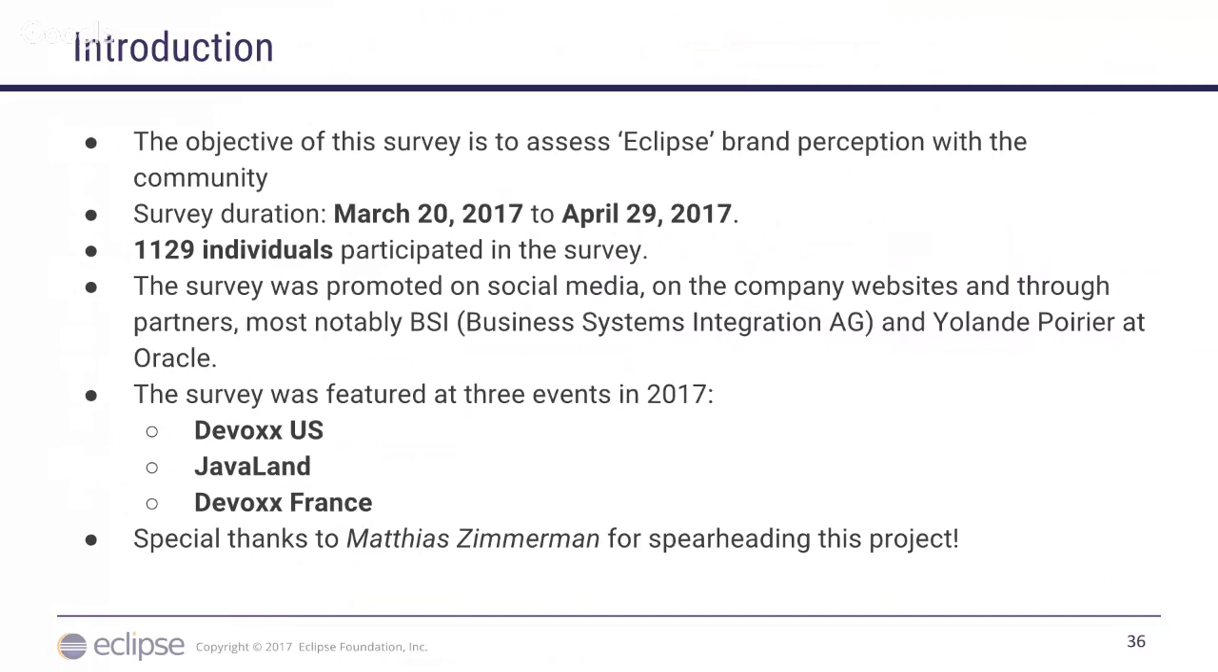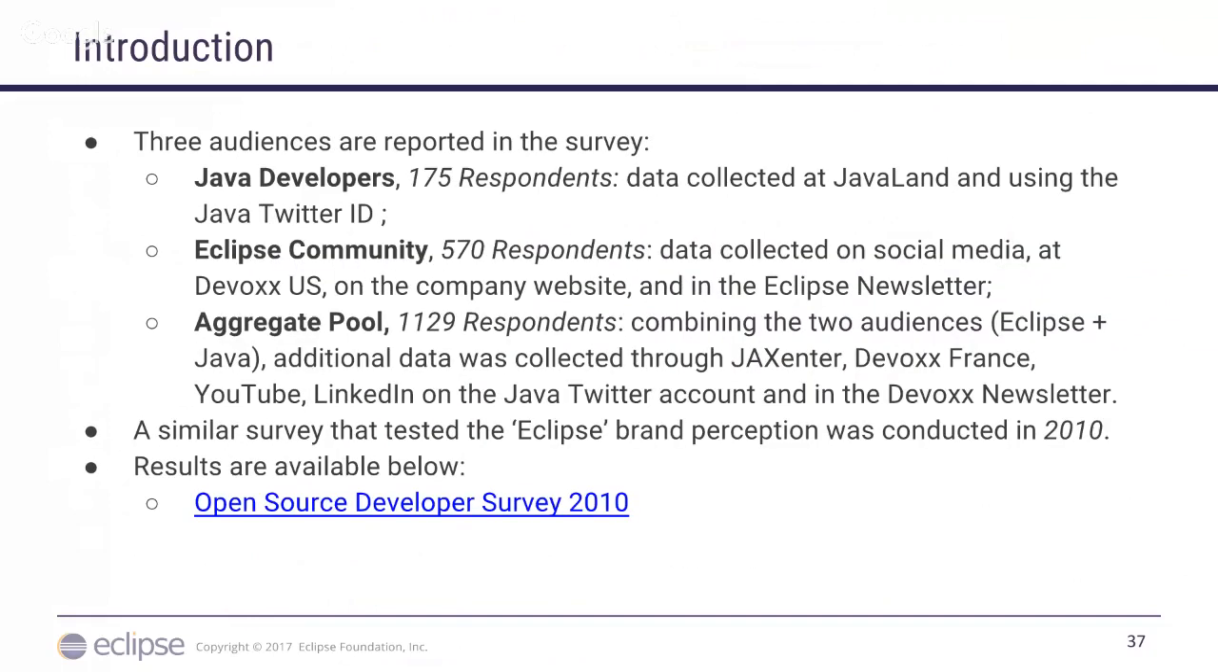And so what we did is use our online channels, social media, the website, but also went out and surveyed at 3 events, so DevOps US, JavaLand, and DevOps France. So we got a really nice mixture of different communities coming into the survey. And so we actually broke down those. So the JavaLand was BSI doing it from their booth. So it had very little to do with Eclipse from people coming in.